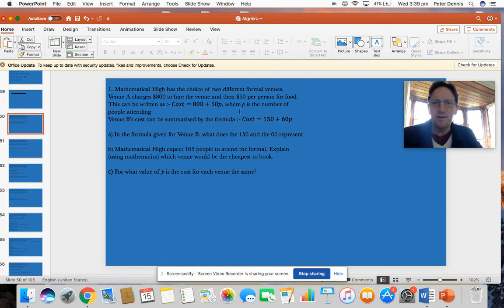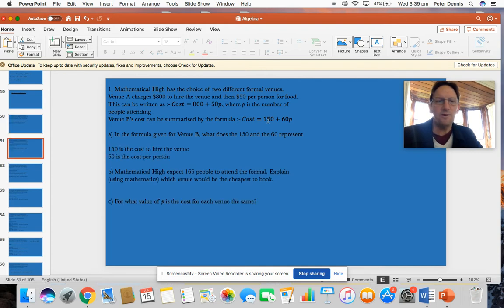Remember, these are both straight lines. Cost equals mx plus c. C in this case is 150. That's the y-intercept. No one comes, 150. One person comes, and it goes up to 210. Two people come, 270, because 60 is the gradient. Every time one extra person comes, it goes up by 60. That is what the gradient means. So in this case, 150 is the venue hire and 60 is the cost per person.